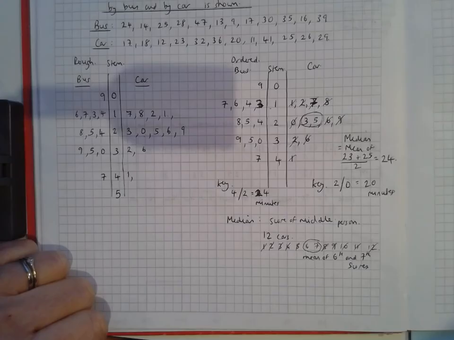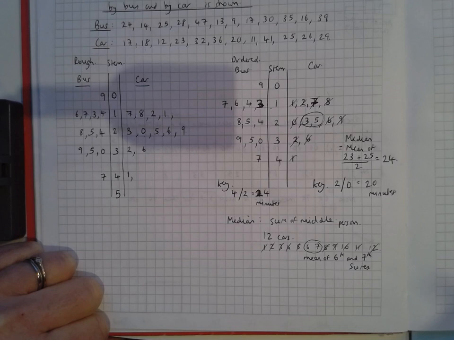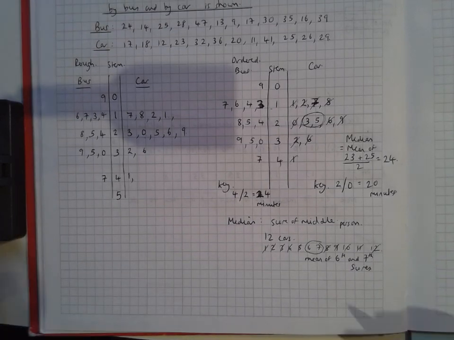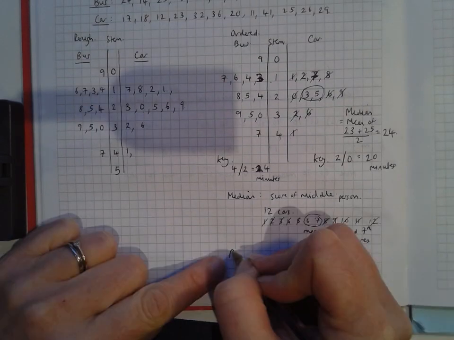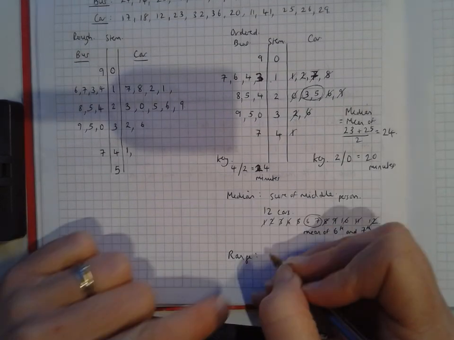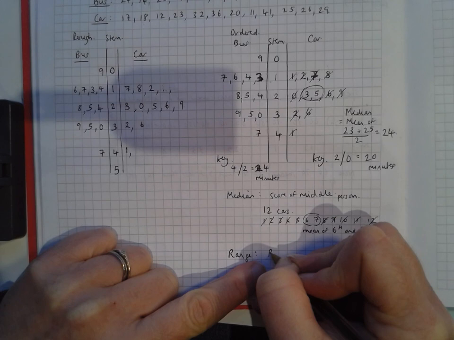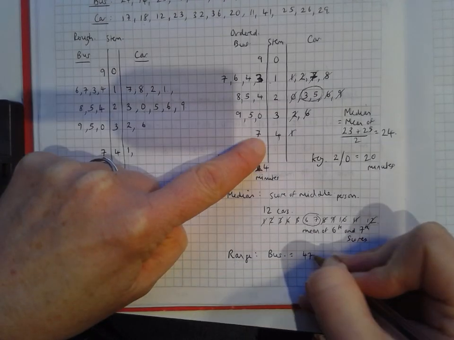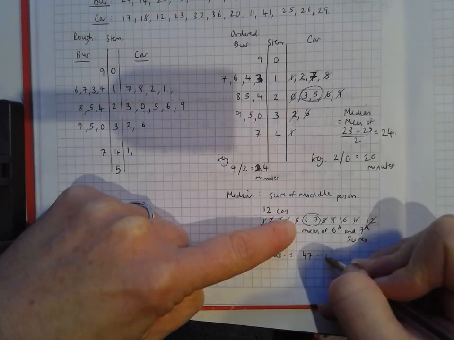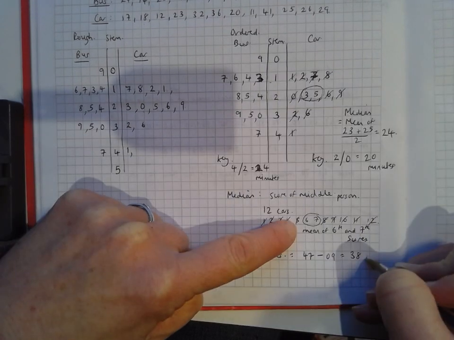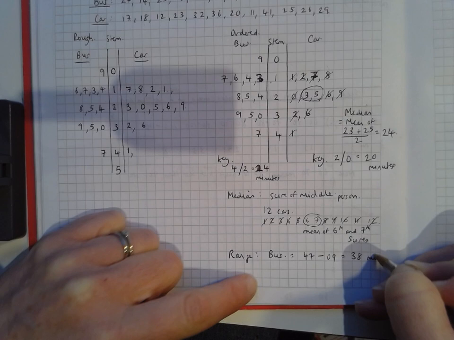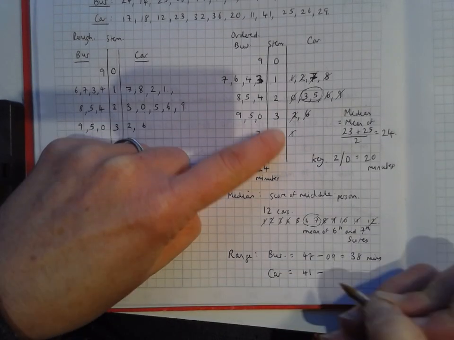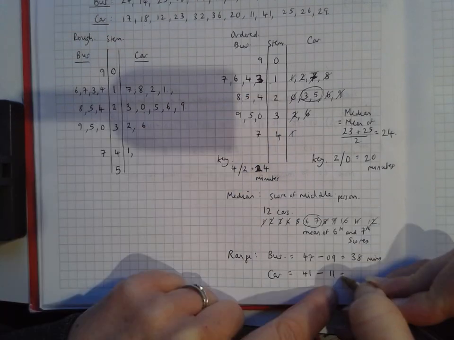Okay, I hope that's useful. Just very quickly again, the range, because I didn't actually write that down. The range for the bus, we can see, is going to be 47 minus 9, which is 38 minutes. And the range for the car is going to be the highest, 41, minus 11 as the lowest, so that's going to be 30 minutes. Okay, I hope that's useful.